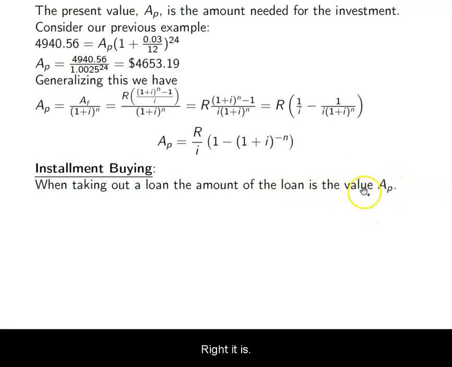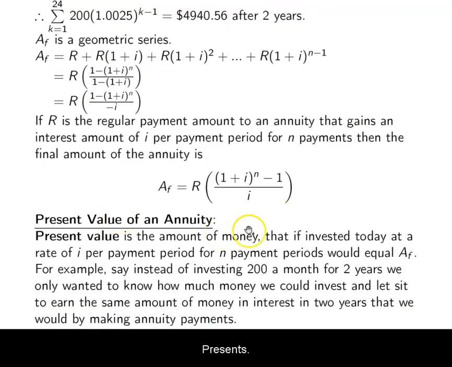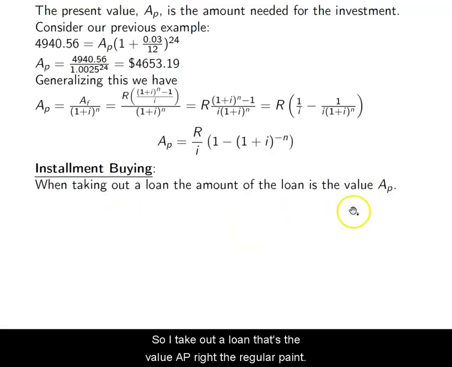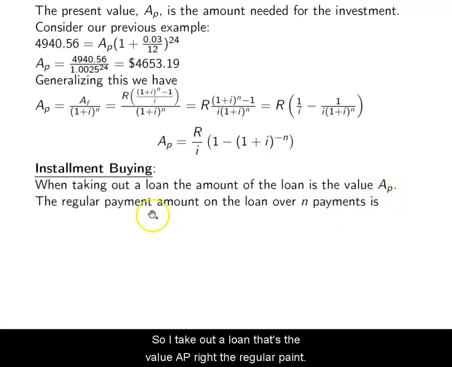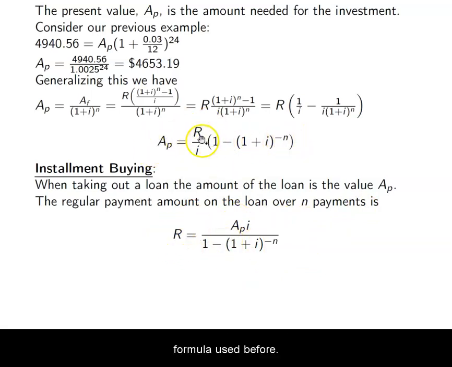It is this AP value, okay? This present value. So if I take out a loan, that's the value AP, right? The regular payment amount on that loan over n payments is given by this formula, right? I basically just take this formula and I solve for R. It's the same formula used before.